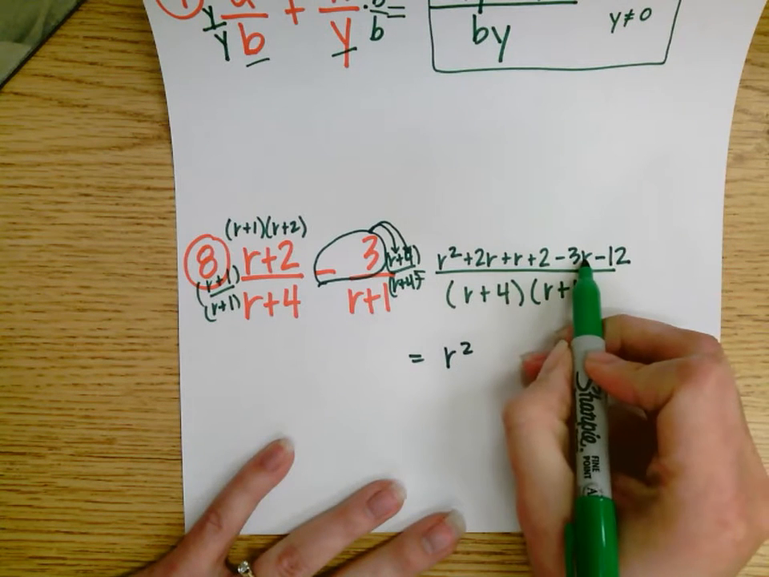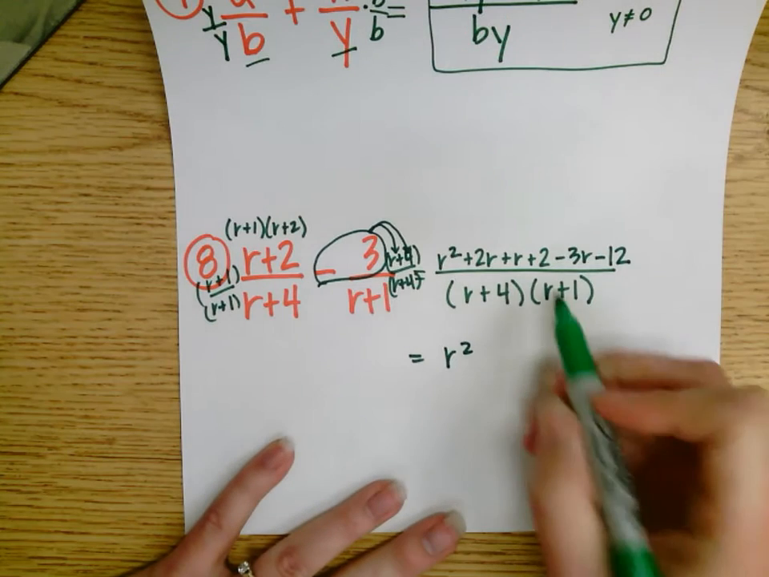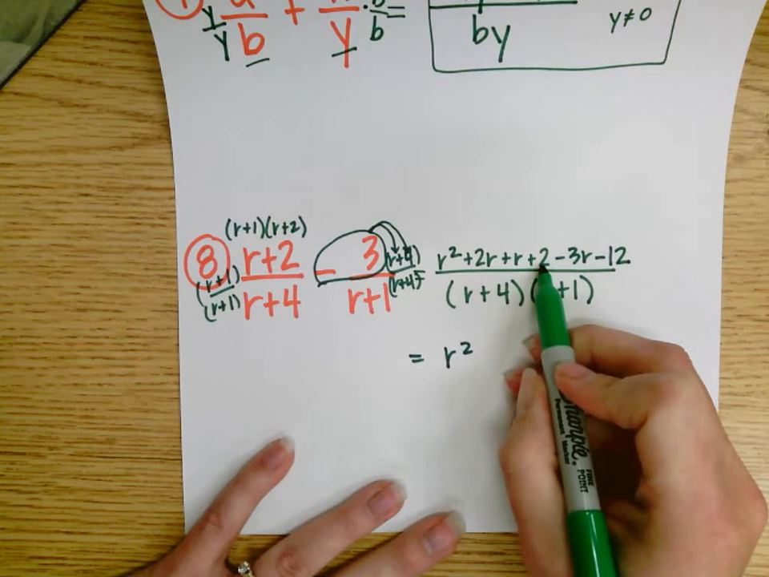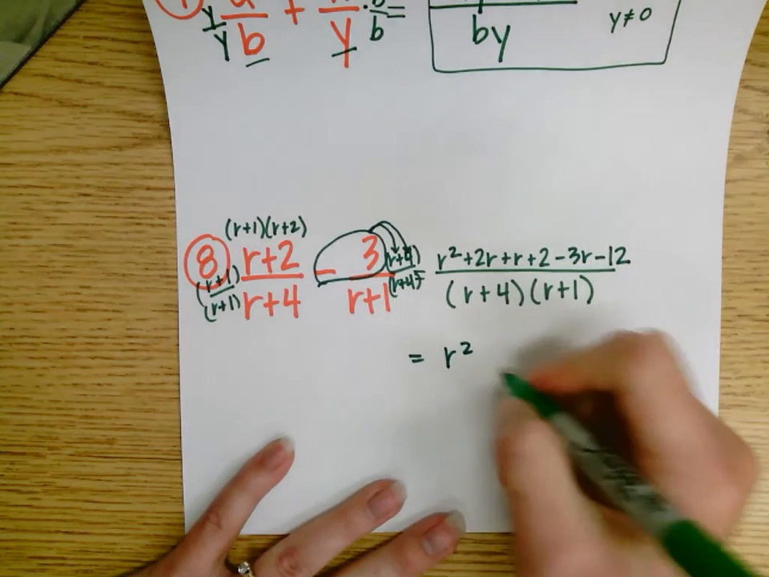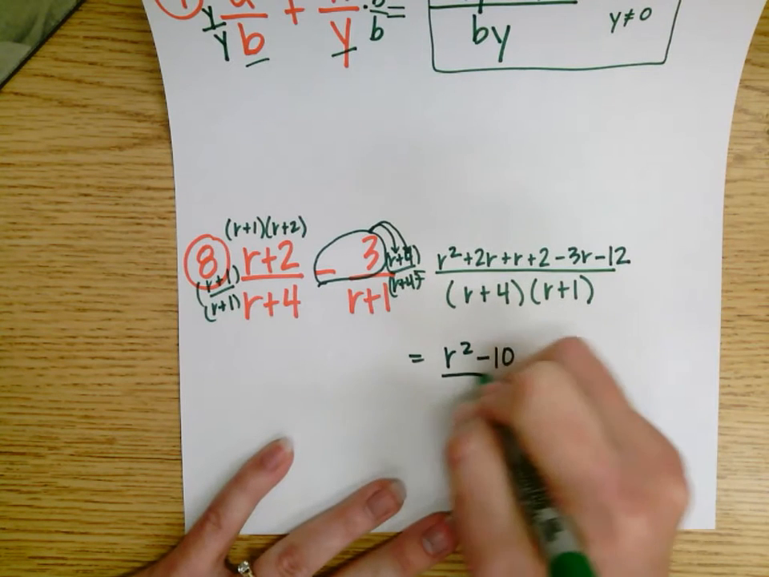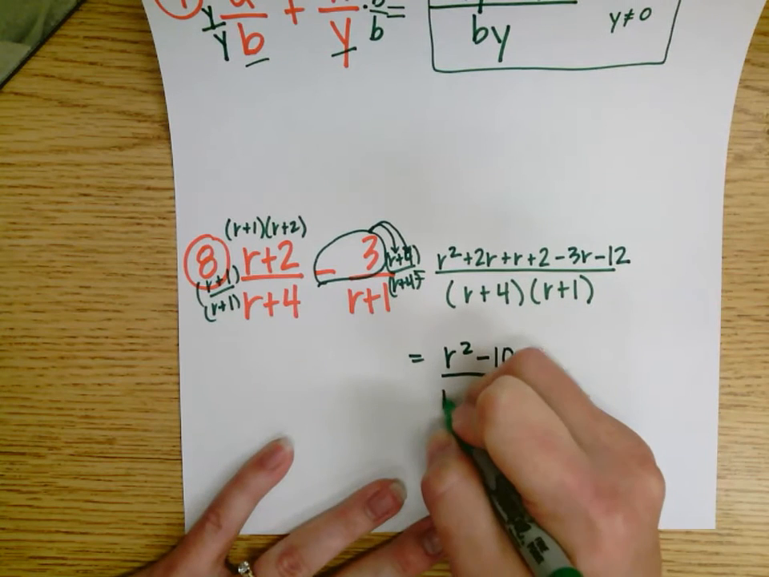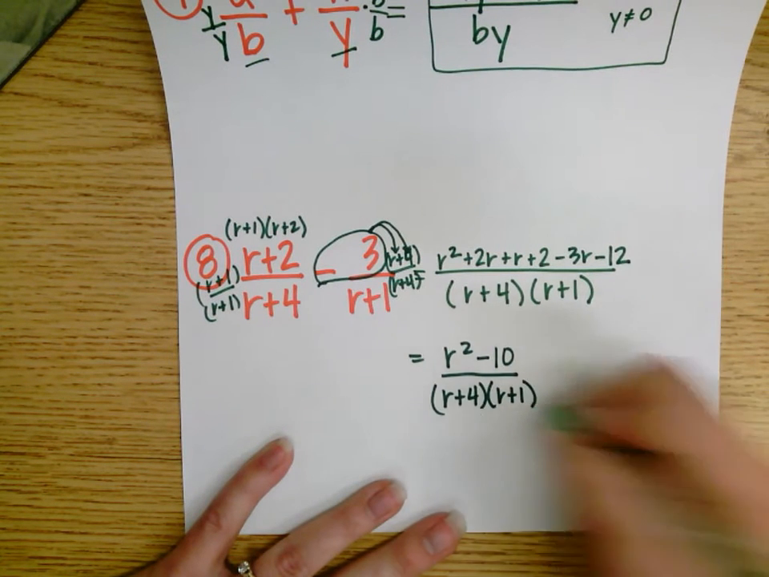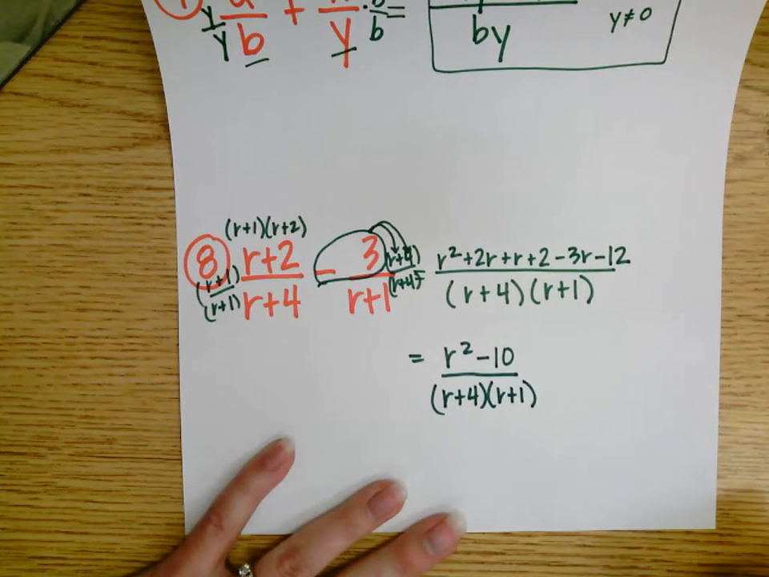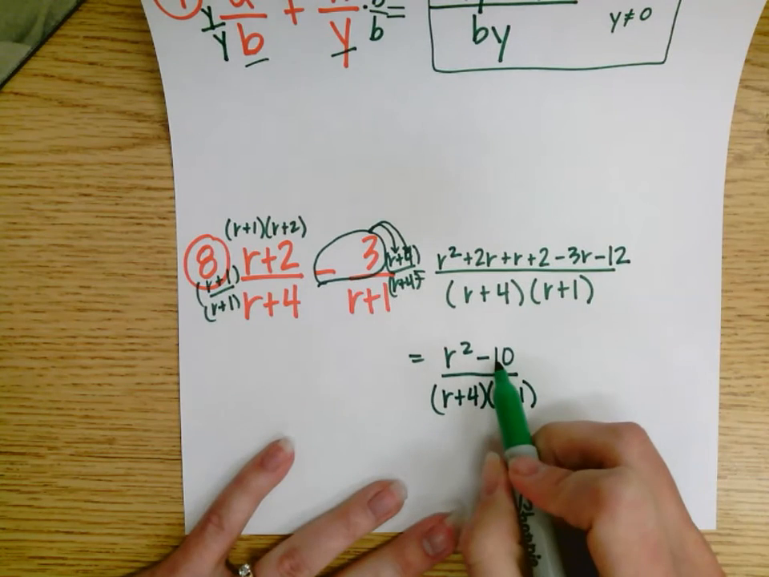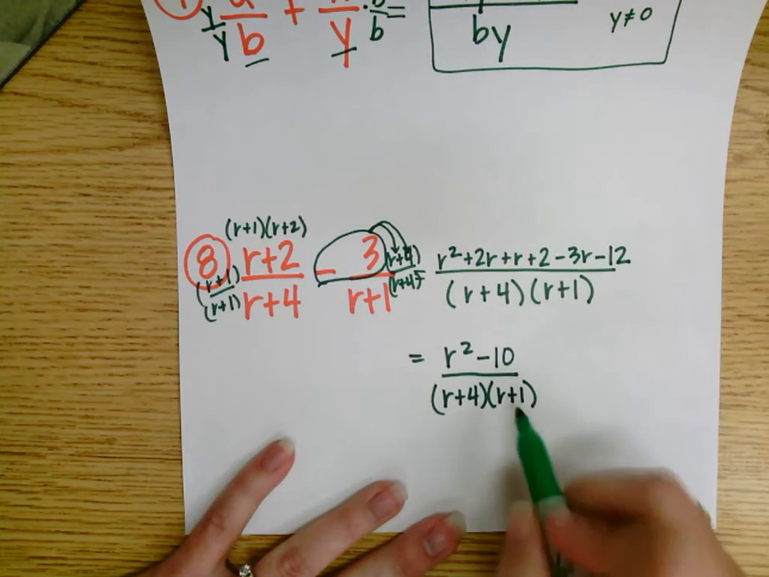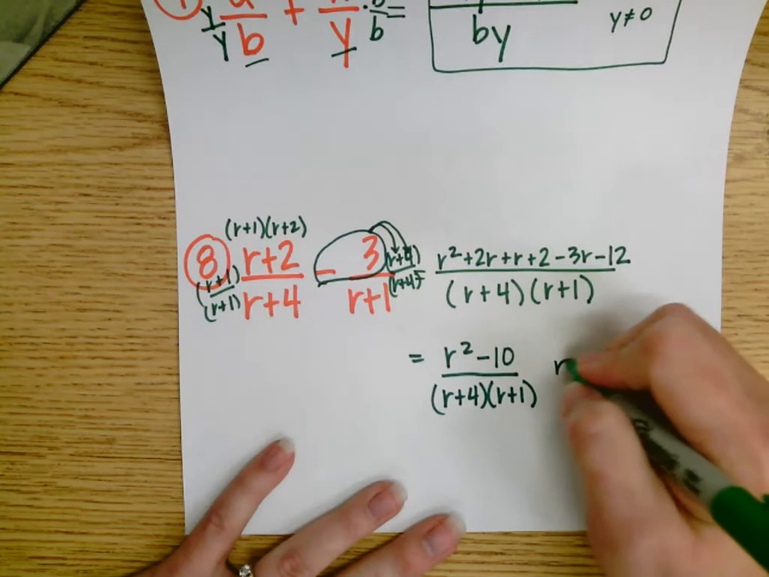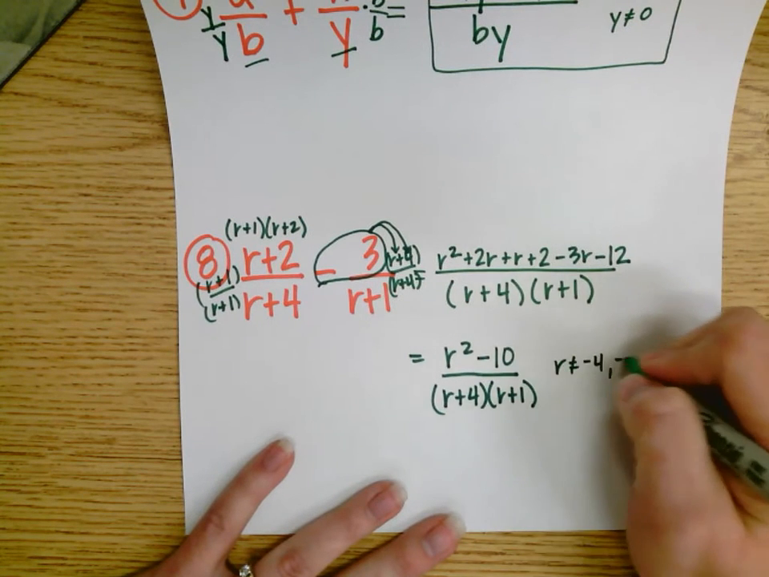3r minus 3r is 0. And then I've got a positive 2 and a minus 12. That's going to be a minus 10. That's not factorable. So I'm just going to leave it with this in my denominator. There's my answer. So sometimes they look like they're going to be a lot of work, but they're not. If this was factorable, I would want to try to factor it and see if anything canceled. But remember, r is not allowed to be negative 4 or negative 1.